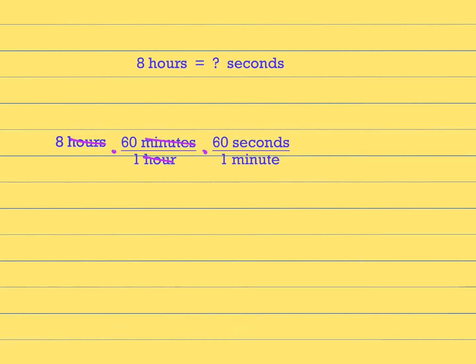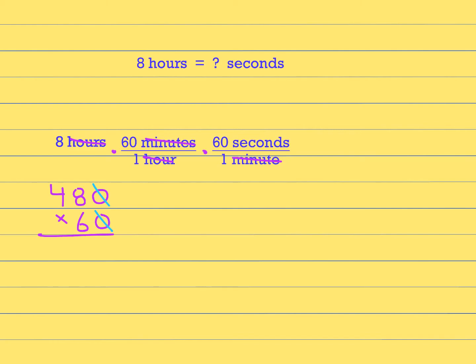I can cancel minutes and minutes. And then what do I have? I have 8 times 60, which is 480, times 60. Okay? There's a fun math fact that if you multiply numbers that have zeros on the end, you can temporarily drop off these zeros and add that exact many zeros to the solution.